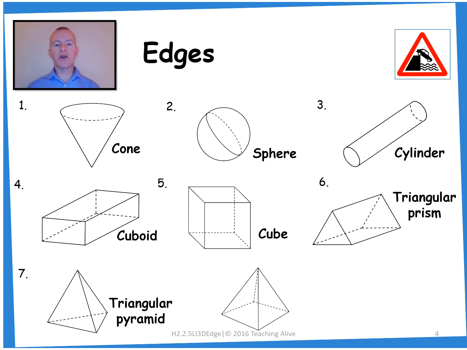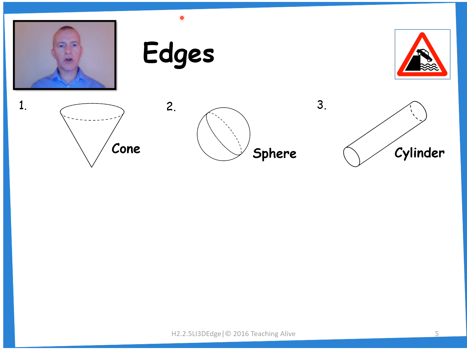Let's have a look at the common 3D shapes we introduced in previous videos, and now we're concentrating on edges. For number 1, our cone, we only have one edge. There is a curved surface, and where it joins the flat surface, we have our one edge. Number 2, we have no edges on our sphere, so 0 edges. It's a total curved surface.